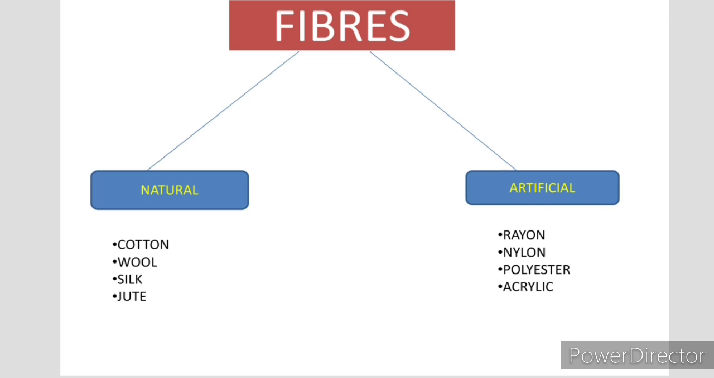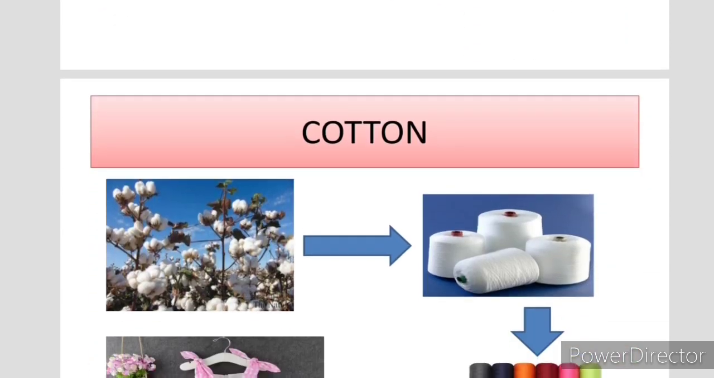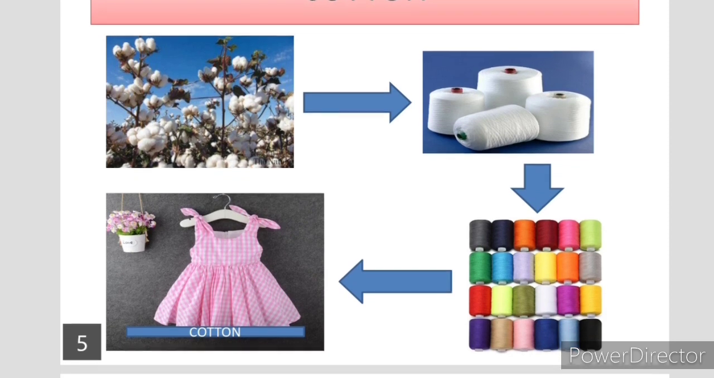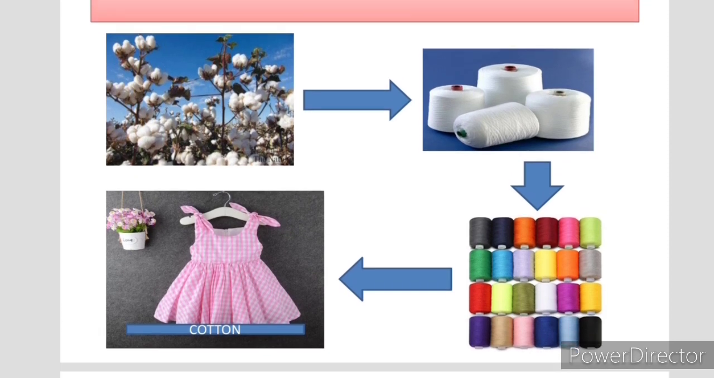If I am talking about cotton, then you know it very well. It can be obtained from cotton plants, right? So here you can see. Here I can ask you the first question: from which part of the cotton plant is cotton obtained? This is your first question. You have to answer it in the comment box.